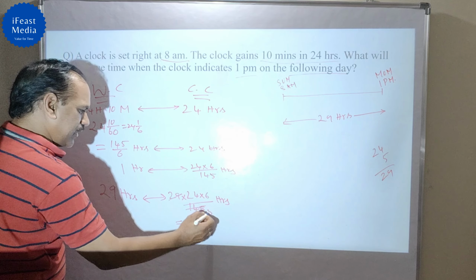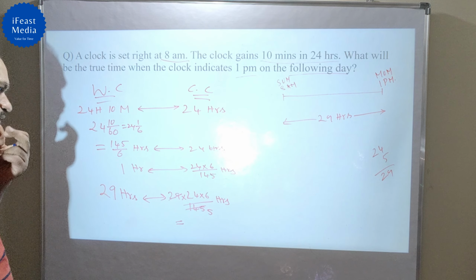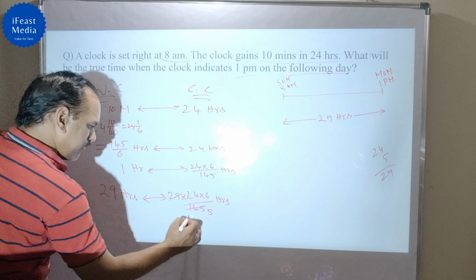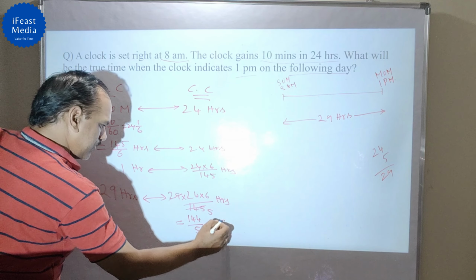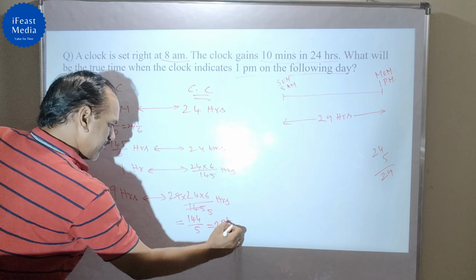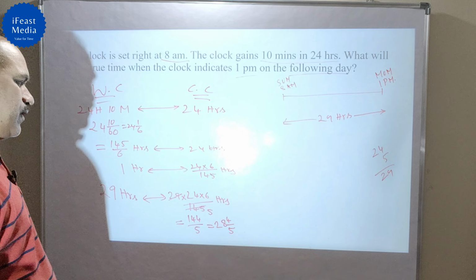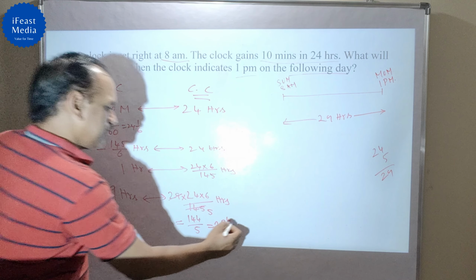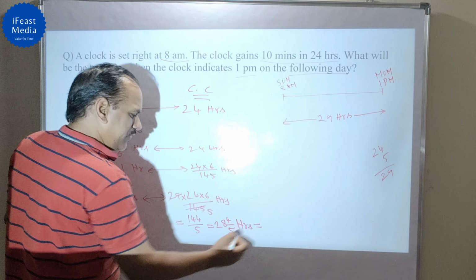29 cancels for 5 times. So it is 120 plus 24, 144 by 5. So it is 284 by 5. So 28 4 by 5 is the hours. What is 28 4 by 5 hours?